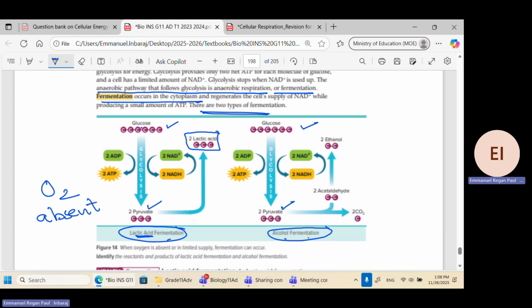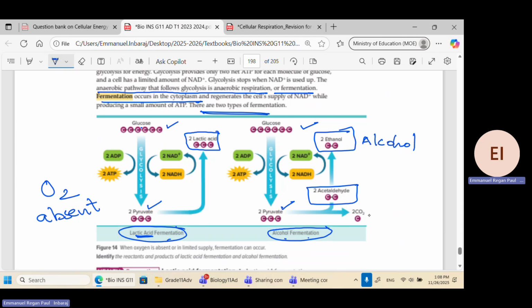Go back here. See the pyruvate. The pyruvate is not converted to lactic acid. The pyruvate is converted to alcohol. You know, in chemistry you studied, ethanol is alcohol. It is converted first to acetaldehyde and then to ethanol, or alcohol.